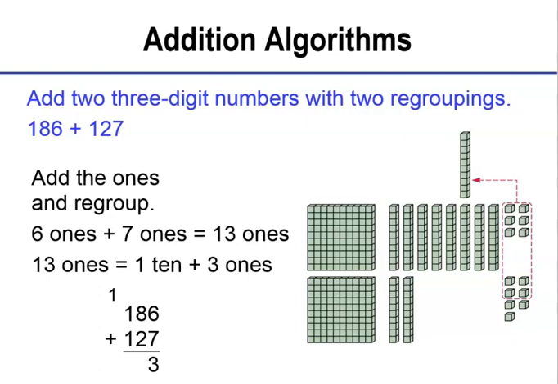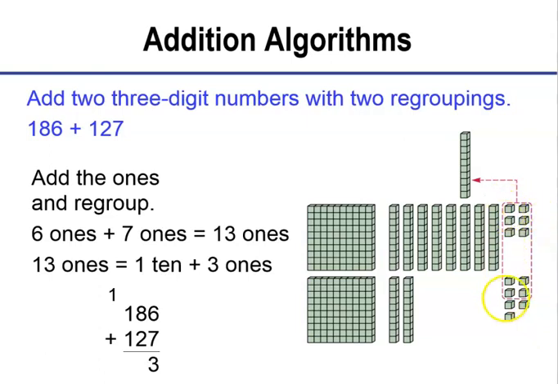So 186 we're going to write as 1 flat, and then we have 8 longs to represent 80, and then you'll see over here your 6 units. And then for 127, once again 1 flat, 2 longs to represent the 20, and then 7 units. Now when we add our units, we've got 6 plus 7, and that gives us 13, right? Well, we're going to trade in. In other words, we're going to regroup.